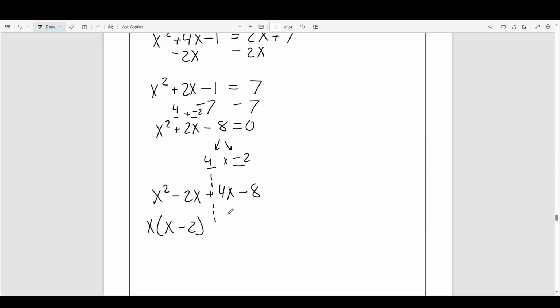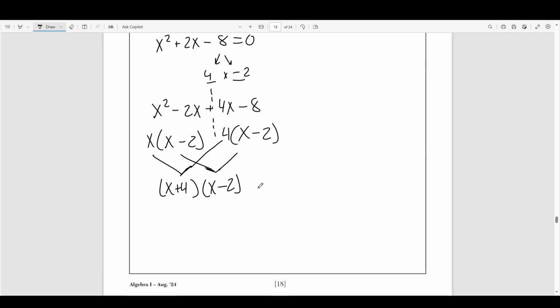And I can factor out a 4 from both terms here. And if I divide both of these terms by 4, I get x minus 2. So now I split this up into two equal parts. I combine these x minus 2's into one set of parentheses, and I combine this x and this 4 into an x plus 4 in their own set of parentheses. And now I have that x plus 4 times x minus 2 is equal to 0.